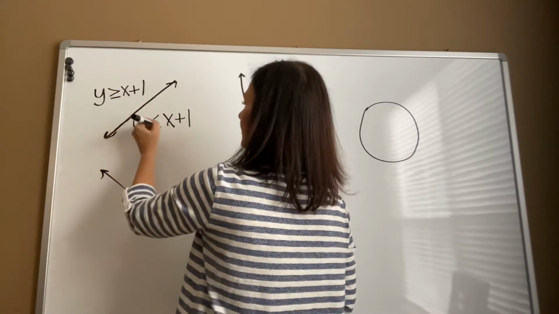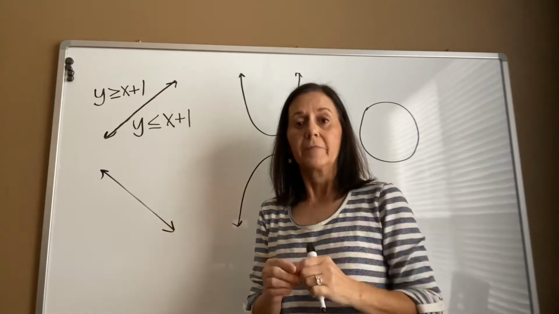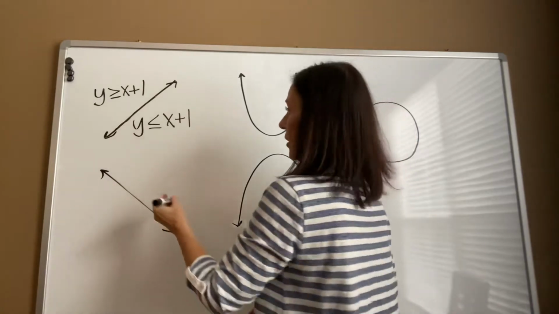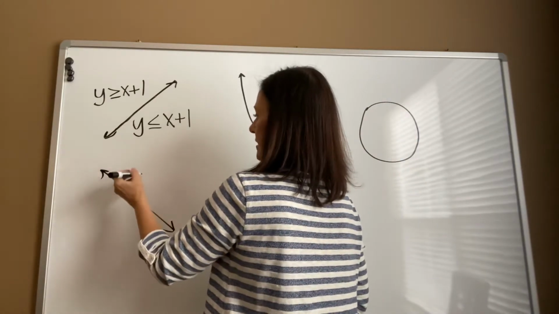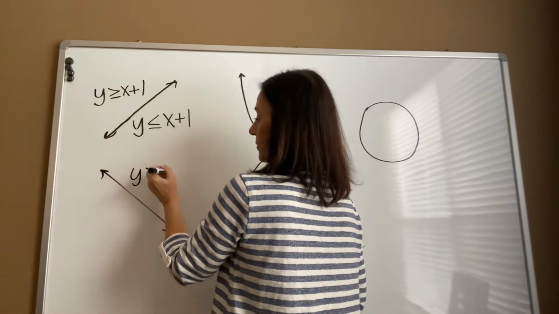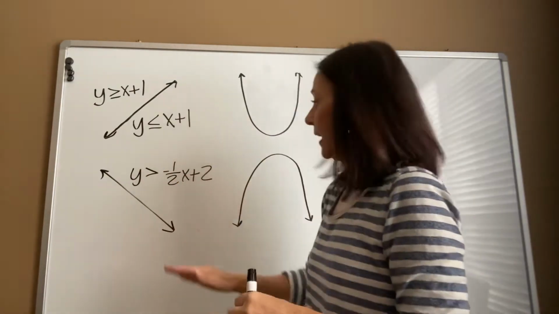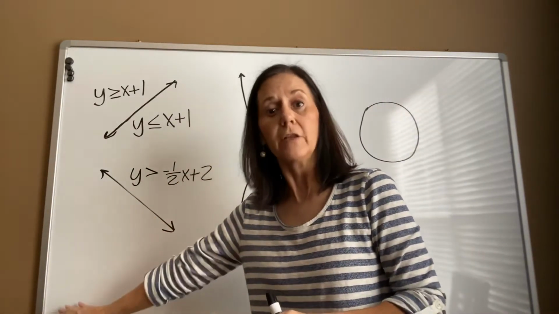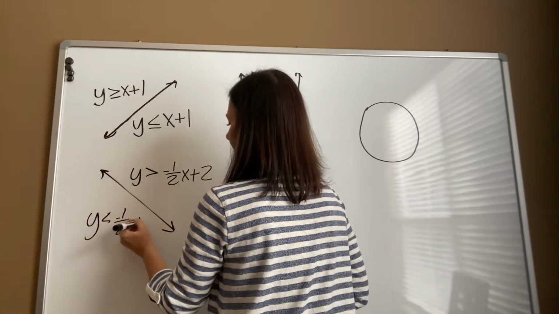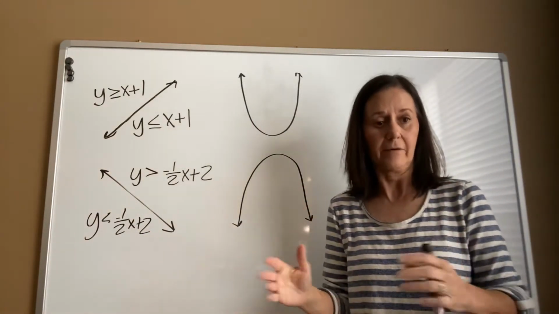Because the line is solid, we would also have used equal to. Remember, the line would have been hyphenated if it was not also equal to. All right? When we had a negative slope, it was the same concept. The region above the line was y greater than, and this would have been a negative slope, say negative 1/2 x plus 2, right? And the region below the line would have been y less than negative 1/2 x plus 2.